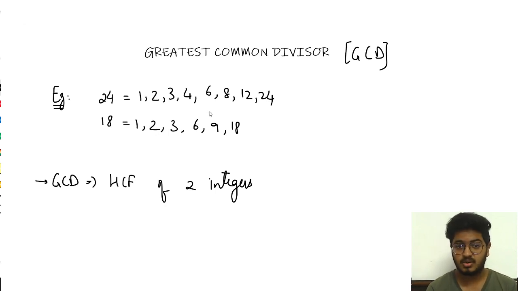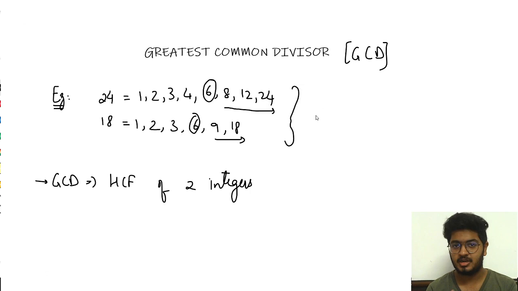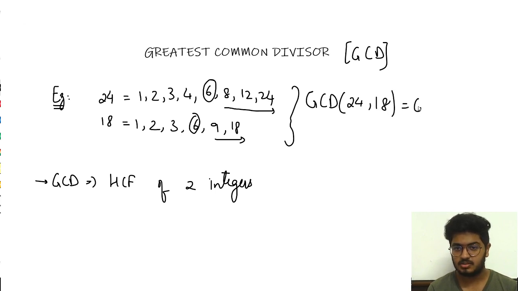Any other number greater than 6? No, right? There is no number greater than 6 over here. If you move to the extreme right, no number. So 6 is the greatest number. Now this is what we call the greatest common divisor. The GCD of 24 and 18 is equal to 6. 6 is the highest possible number which is a factor of 18 and 24. This is the greatest common divisor.